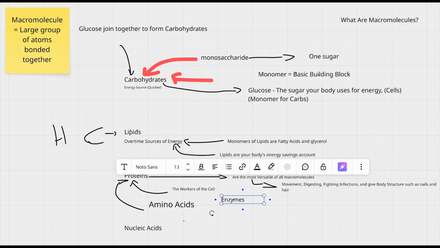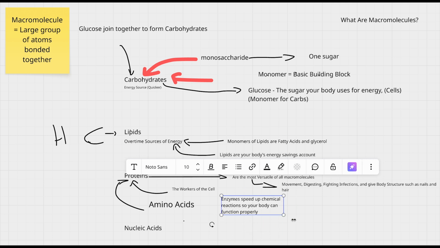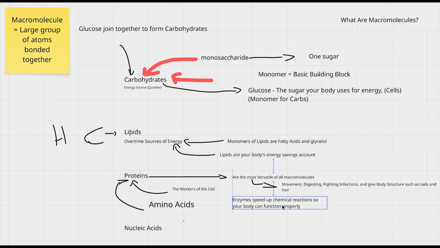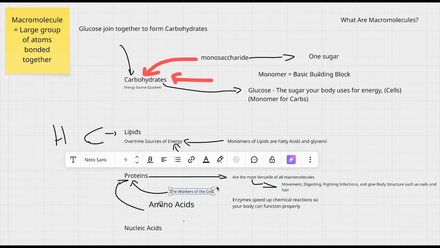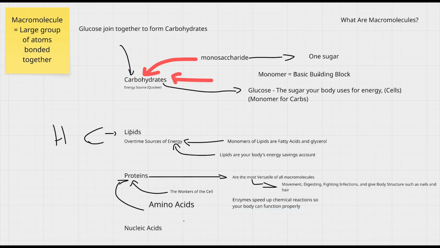Enzymes speed up chemical reactions so your body can function properly. These are super important to know because functioning properly doesn't just happen out of nowhere, right? Your body has to actually get it from somewhere. So this is also something really important to know. So proteins, they're the workers of the cell, right? And enzymes speed up that work basically to make your body more efficient.